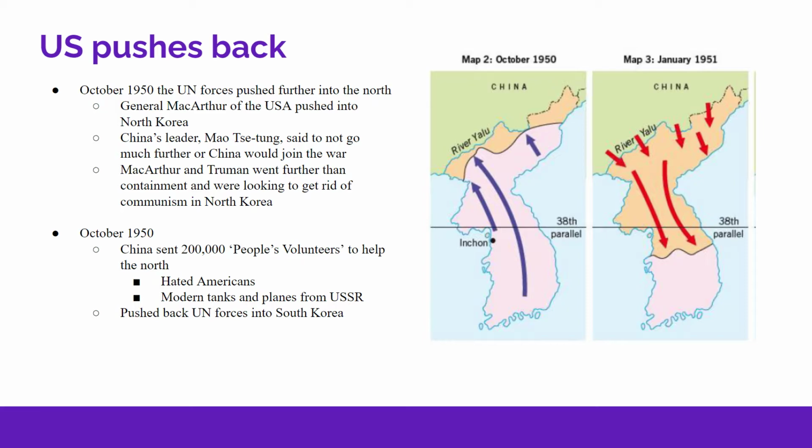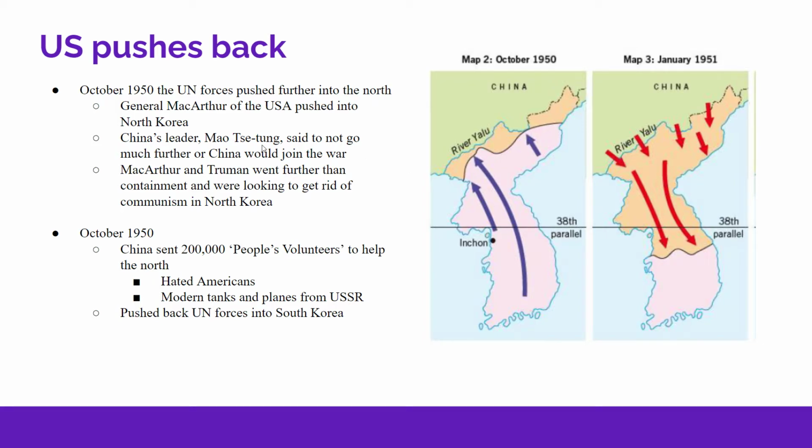Okay, so here is the U.S. pushing back. Now, do remember in the containment policy, what happens if you are already communist, you may stay communist. But if you are not communist, the United States is not going to let you turn into communist. So we have General MacArthur. That's another very, very important name. General MacArthur is in charge of the U.S., and they push back, but they push over the 38th parallel.